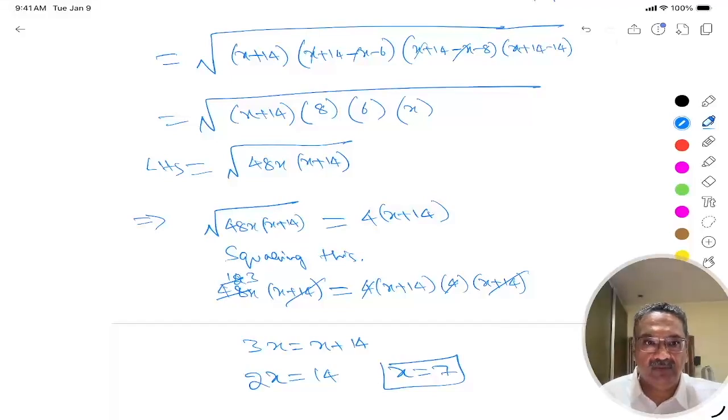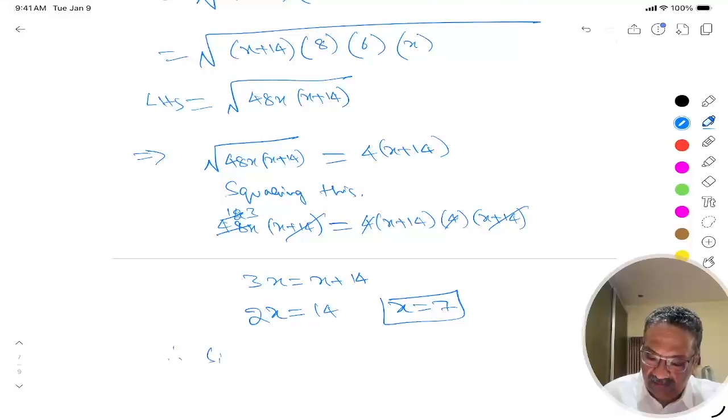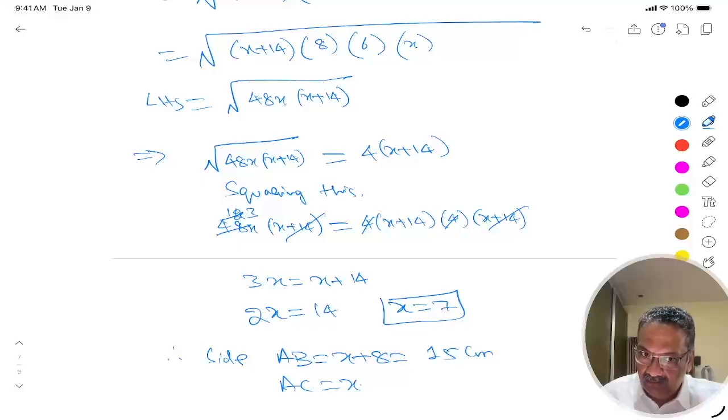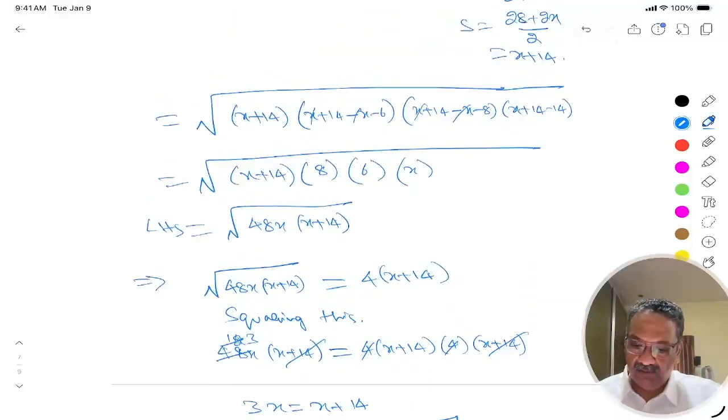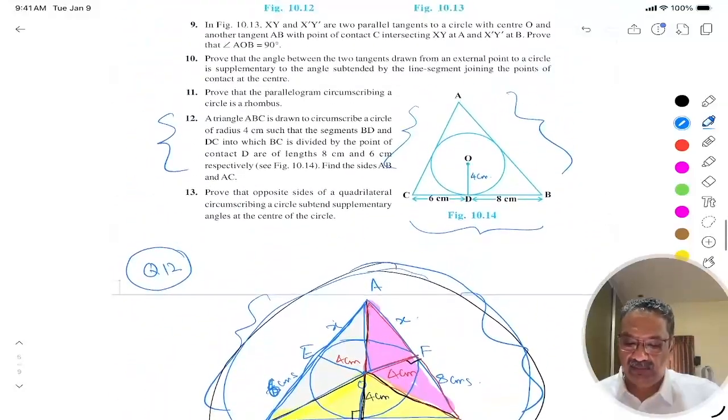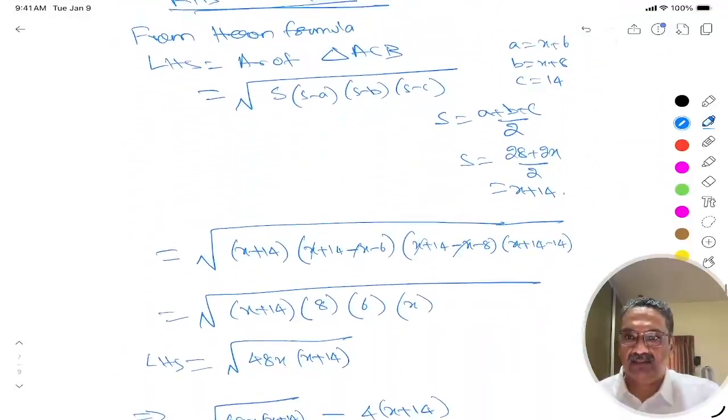Okay. Now once we get x is equal to 7, we have the sides. Therefore side AB is equal to x plus 8 is equal to 15 centimeter, and AC is equal to x plus 6 is equal to 7 plus 8, okay, 15 centimeter and 13 centimeter, two sides. Okay. So once you solve this, you will understand. Next time when you do it, it will be easy to understand. All right.